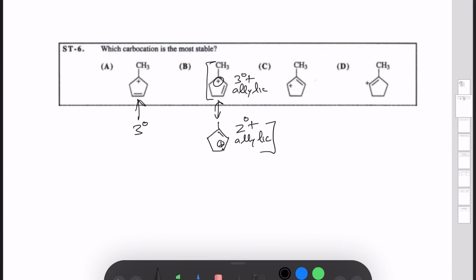Option C, we have an allylic carbocation again, because there's a positively charged carbon that's bonded to a carbon that's double bonded to another carbon. It's a secondary carbocation and it is allylic. So let's draw out the resonance structure. And we see that this resonance structure is also secondary and allylic. And lastly, we have a vinylic carbocation, because the carbocation is directly on a carbon that's double bonded.